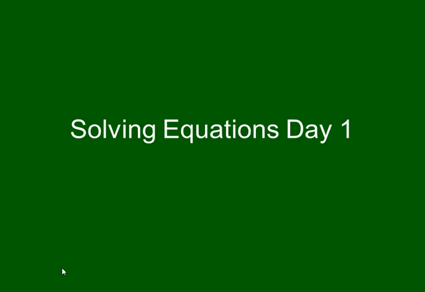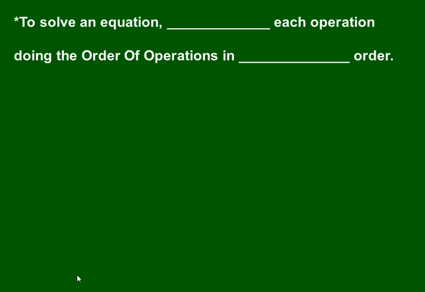This lesson covers the solving equations notes. So when we solve an equation, we have to undo each operation by doing the order of operations in reverse order. So we're trying to get rid of everything on the side with the variable. We're trying to get that variable by itself no matter which side it's on. So we have to undo all the operations that are being done to the variable.